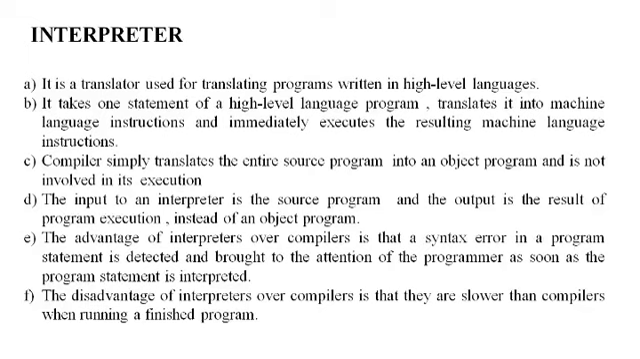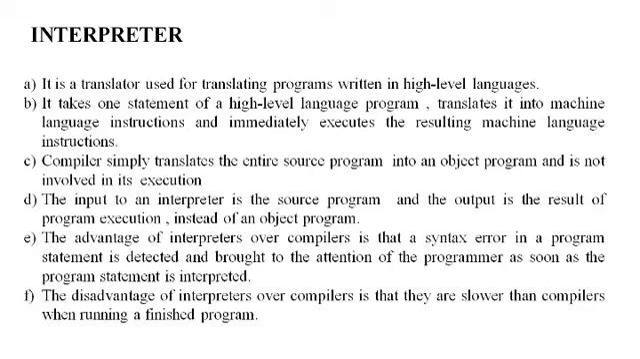So the compiler simply translates the entire source program into an object program and is not involved in its execution. The input to an interpreter is the source program, meaning whatever program you are converting into low level language is called your source program, and the output is the result of program execution. The compiler was giving you the machine level code, it was not showing you the output, the result, whereas the interpreter will show you the results simultaneously. Whatever the result of the program execution is, it will give you the results also.